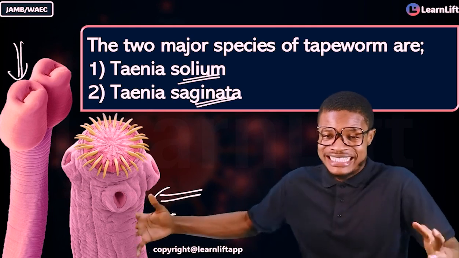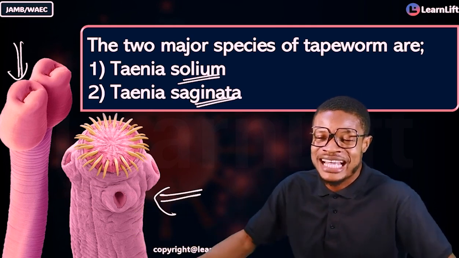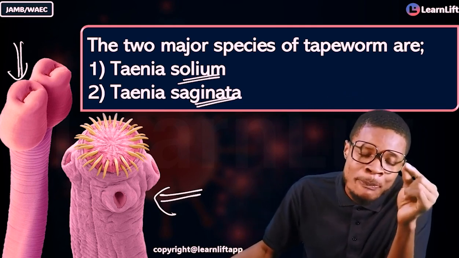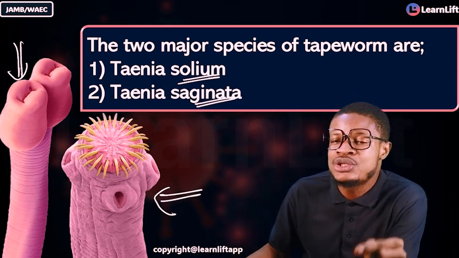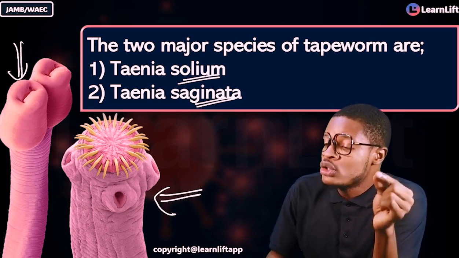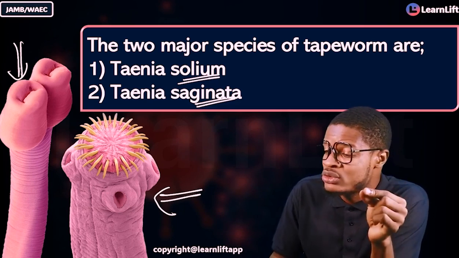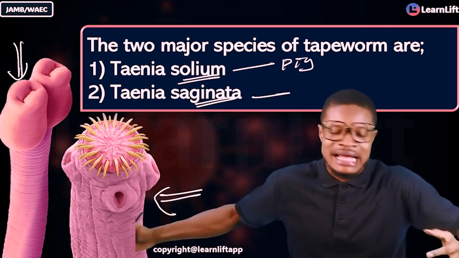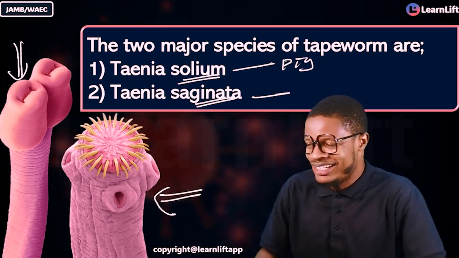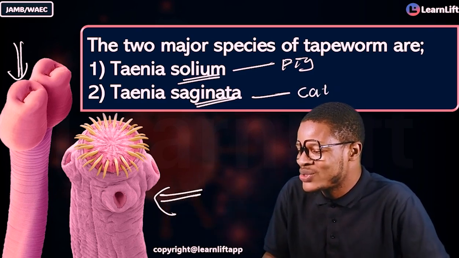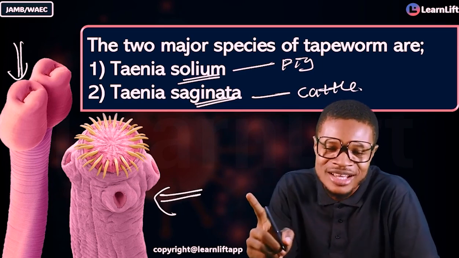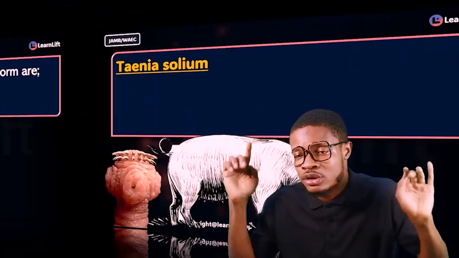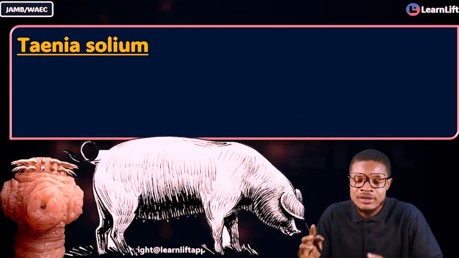From the name saginata, that means it affects something that is very big, right? One has to do with pig. The other has to do with your cow or your cattle. So which one has to do with pig? The one that has to do with pig is your Taenia solium. Saginata, that's the one that is big. That's the one that has to do with your cattle, right? Very simple. So we're going to look at the two of them squarely, but I'll begin with the first, which is your Taenia solium.